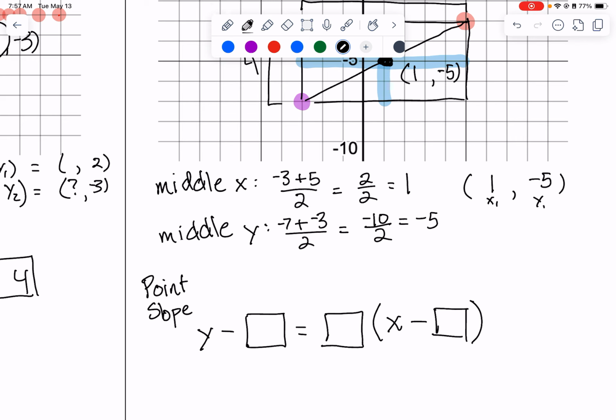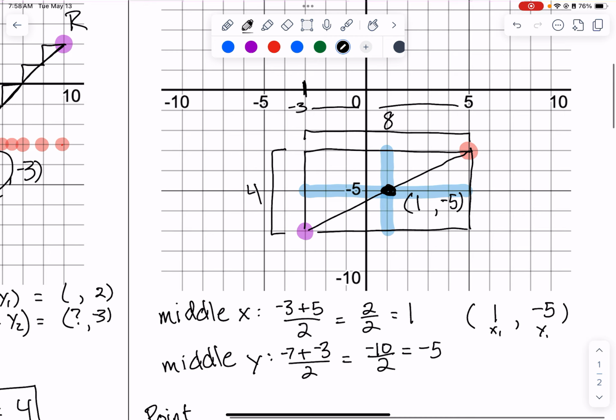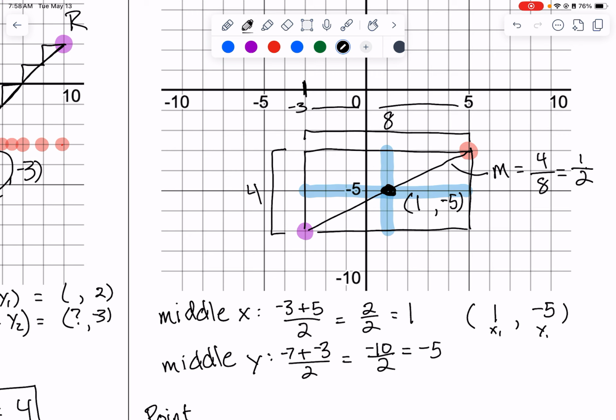All right, I have y minus a y value. Well, my y value for the middle point is negative 5. My x value, over here with the x, is 1. What I'm missing is my slope, my m slope. But this needs to be perpendicular. Now, back at this rectangle, I noticed that my slope of this line has a rise of 4 and a run of 8, and it is positive. I could rewrite that as 1 over 2. That's an equivalent version of 4 over 8.